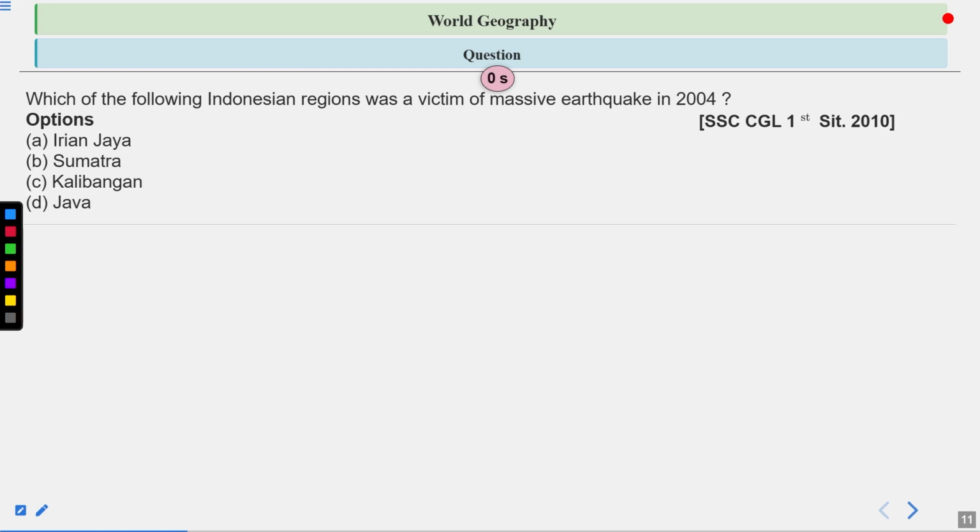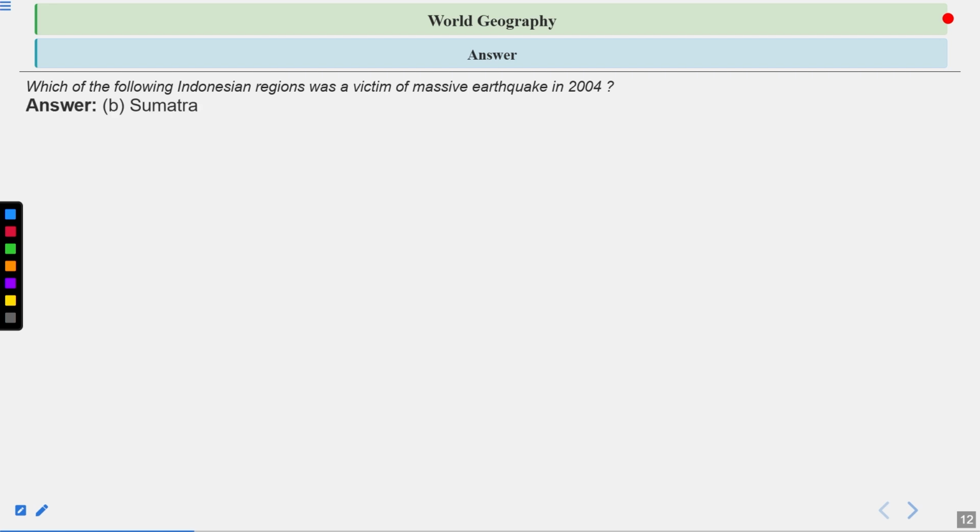If we talk about the massive earthquake that struck Indonesia in 2004, that is Sumatra. If you go into the world map, you will find Sumatra just below the Malay Peninsula, and between Sumatra and the Malay Peninsula you will find the Malacca Strait as well. Sumatra is the island of the Indonesian archipelago which was struck by this massive earthquake, and the tsunami occurred in 2004. Let's see more on this. So the Sumatra region was a victim of a massive earthquake in 2004.